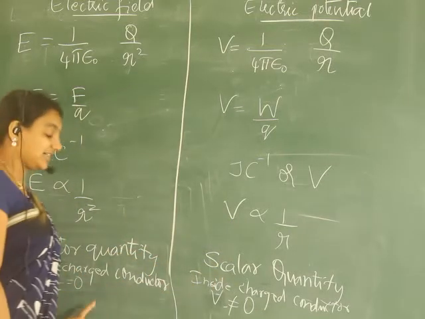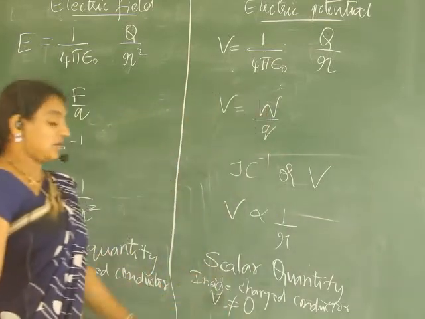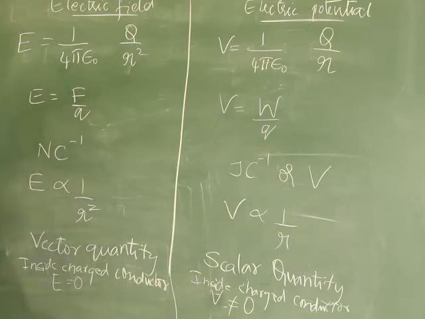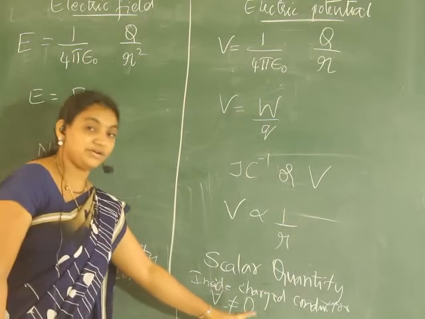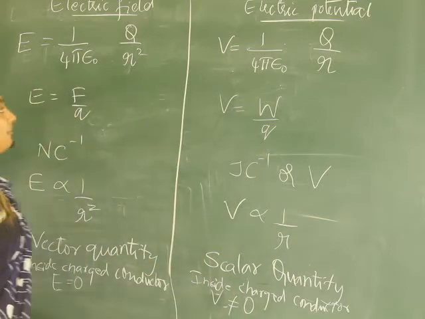Inside the charged conductor, electric field is 0, whereas inside the charged conductor, V is not equal to 0. Why is it not equal to 0? We will be going further. We will speak about it later. Okay.